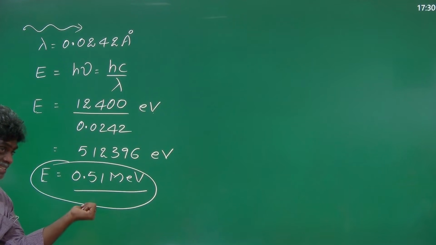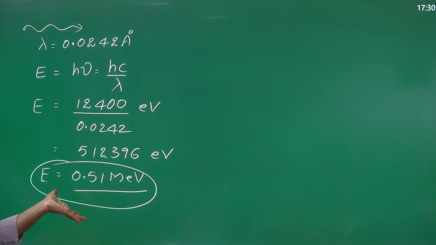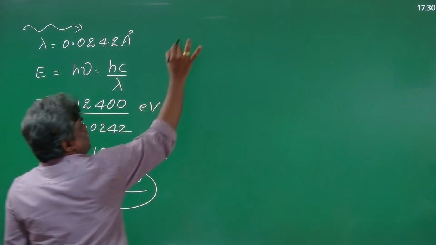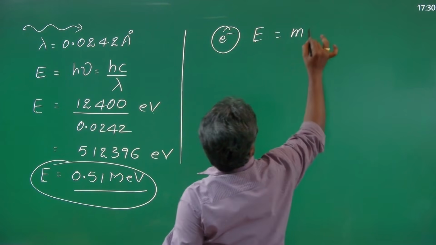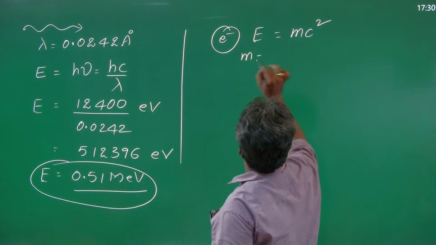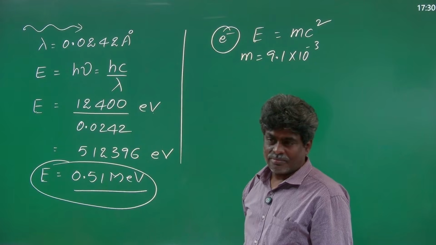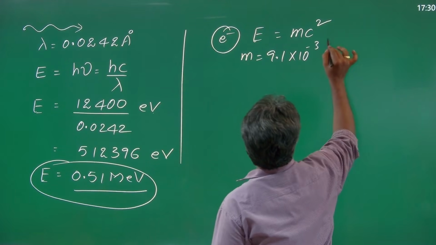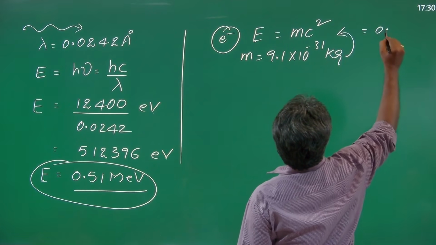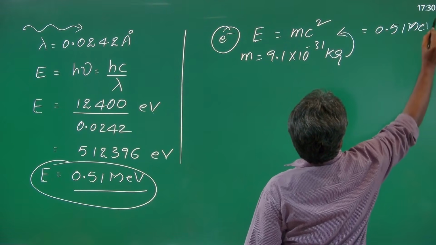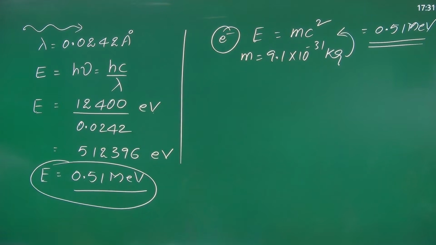So which energy is it? Electron rest mass energy. Good. Whenever you have an electron, its rest mass energy E equals mc squared. What is the mass of the electron? 9.1 into 10 to the power of minus 31 kg. If you substitute, you will get around 0.51 MeV or 511 keV.